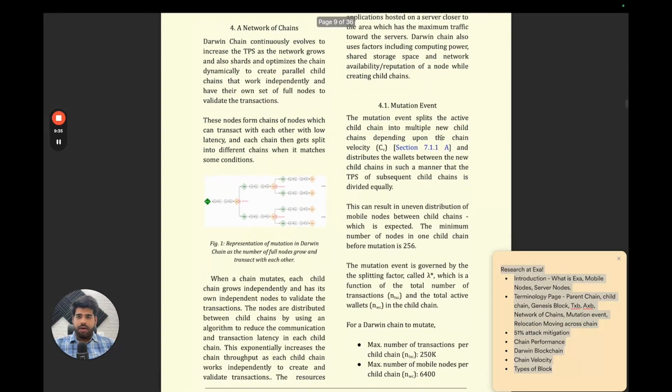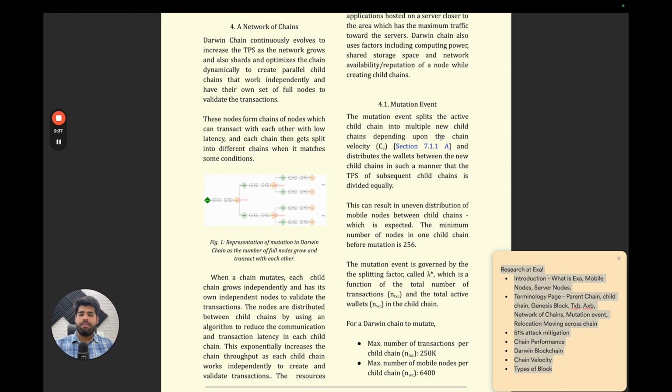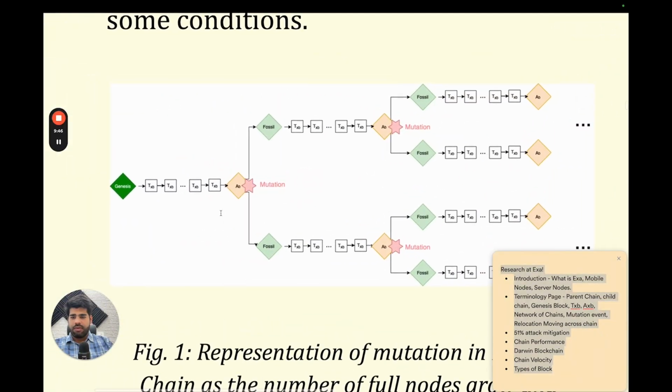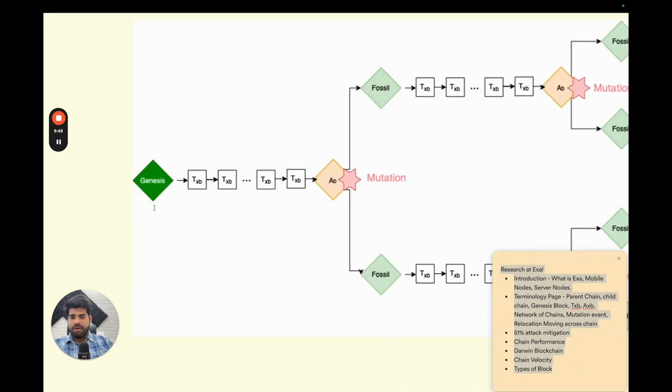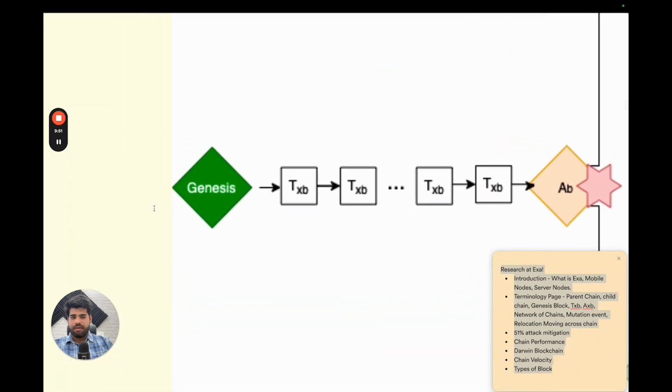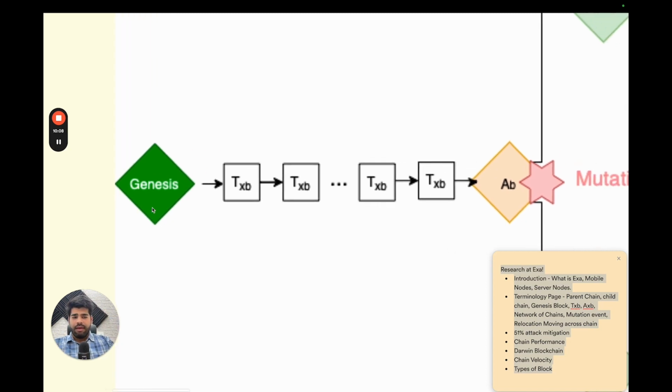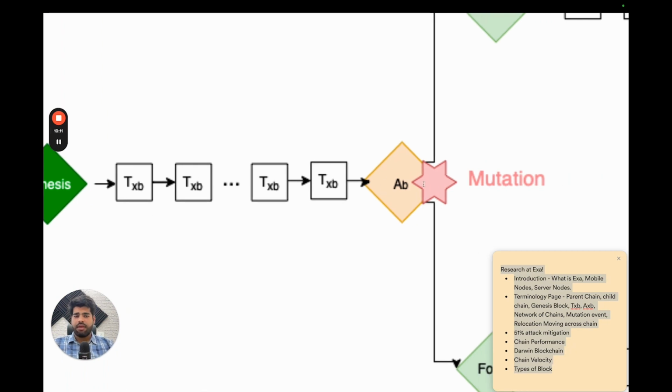Now, so far I've been talking about a parent chain and a child chain, and of course it can be a bit confusing. So here is how the network really looks. If you forget about the other aspects of the network, you will just see that it is basically a linear chain, right? It starts from the Genesis block, then we have the transaction blocks, which contain all the transactions that have occurred between the nodes, and then after some time an audit block is added.